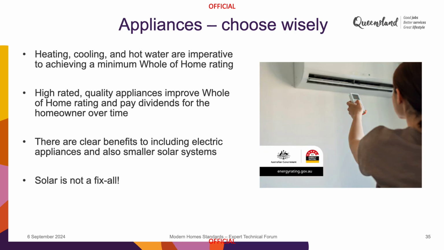So now with the addition of whole of home, it's important to choose your appliances wisely. You do need to include your heating, cooling and hot water appliances. So the higher the efficiency, the higher the whole of home rating that you'll receive. It's noted in Queensland, however, that for hot water, the solar hot water systems and heat pumps are performing more optimally with the high ambient air temperature here.